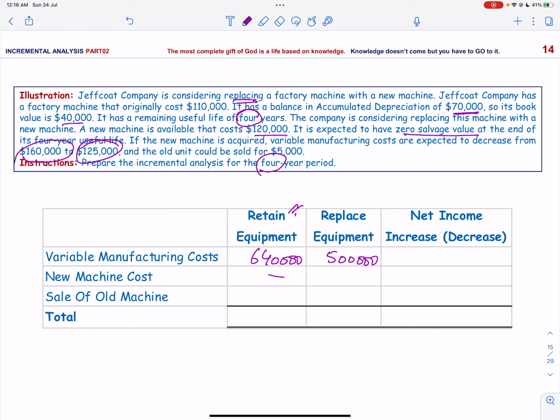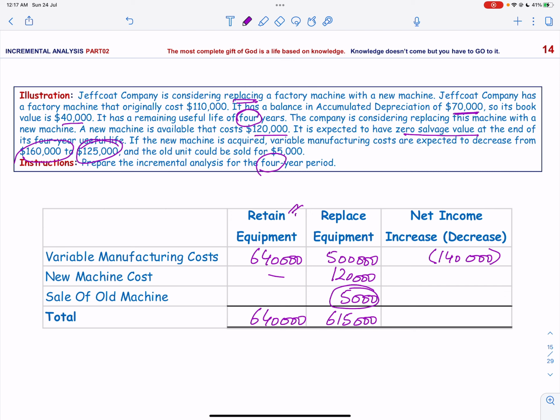And we are going to buy a new machine for 120,000. At the same time, we are going to sell off the old machine for 5,000. So the total cost will be 640,000, and this will be 615,000, because this has to be deducted from the cost. This will be an inflow. So our variable cost is going to decrease by 140,000.